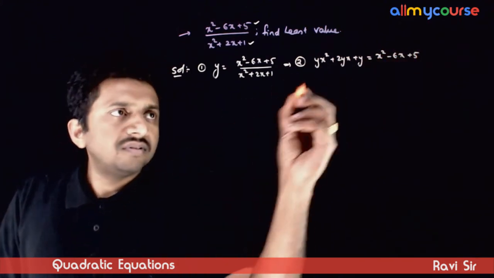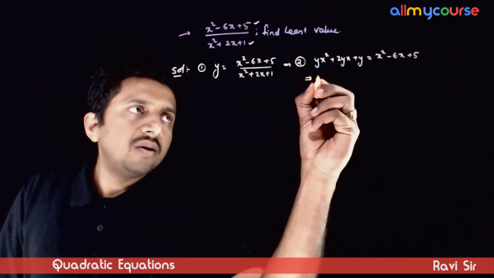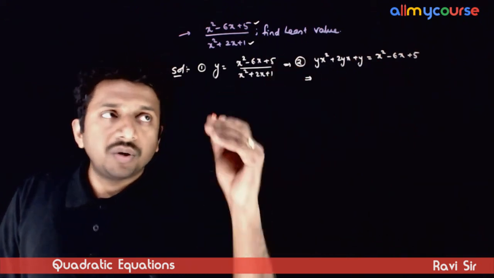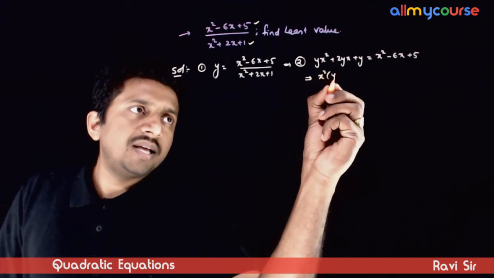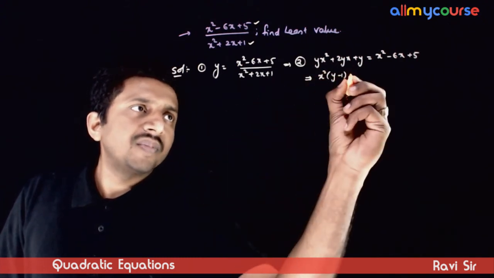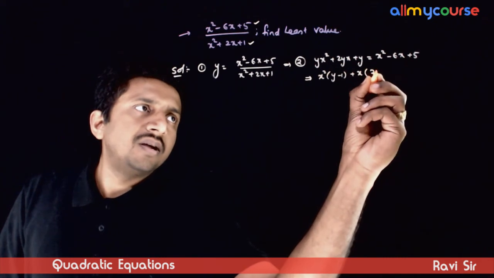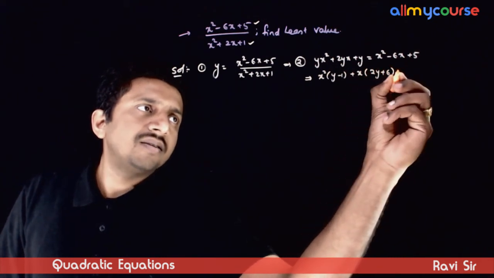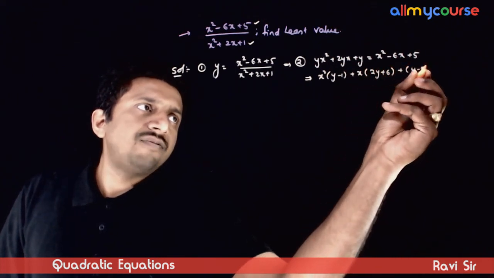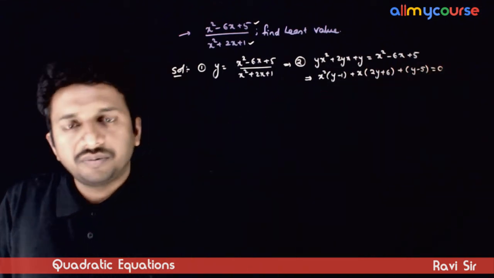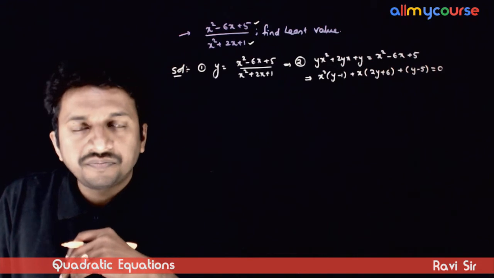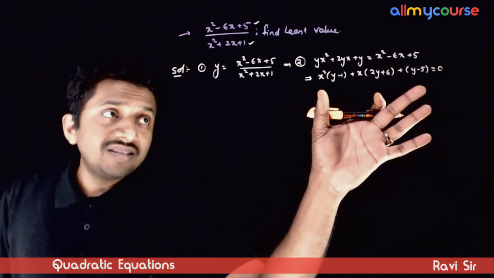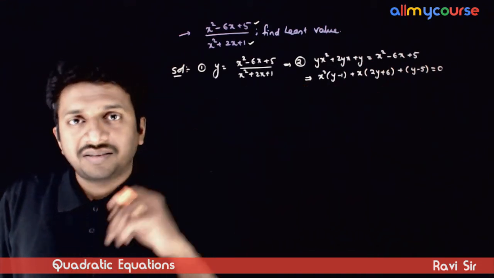So if you take all the terms onto one side, let us combine the x squared terms: x squared times (y minus 1) plus x times (2y plus 6) plus (y minus 5) is equal to 0. This is a quadratic in x.